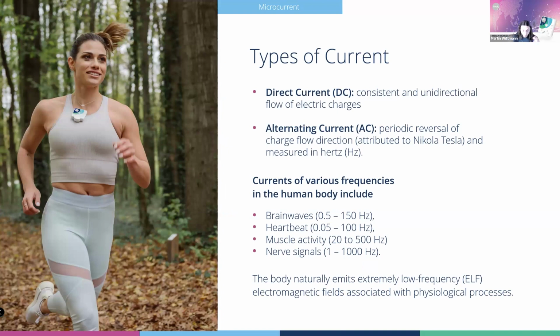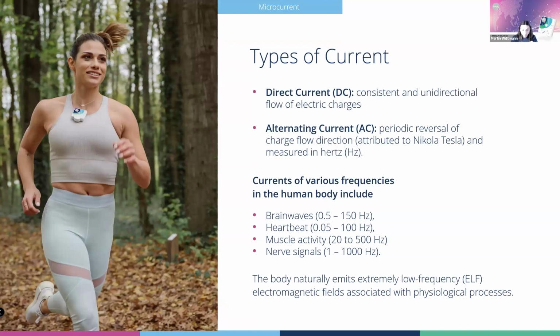For one thing, we have direct current. This is basically just going in one direction, a consistent unidirectional flow of electrical charges. Then we have alternating current, which we mainly use, and that's a periodical reversal of charge flow direction, which means it goes in one direction, then goes in the other direction. This way, you also have not so much stress on the body as you could have with direct current. And you measure it in hertz.